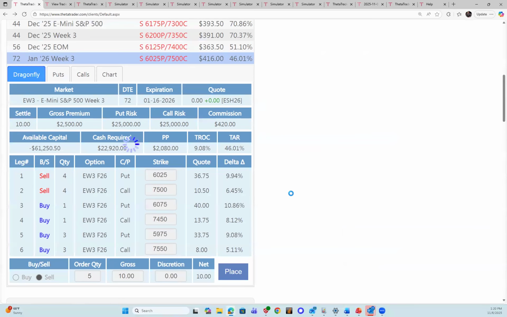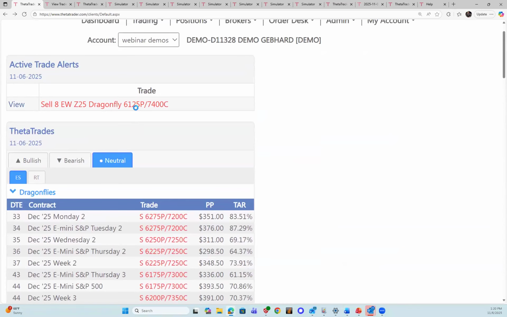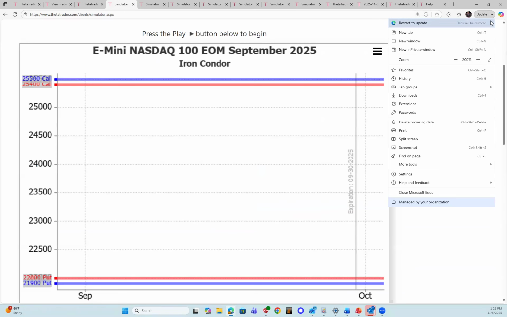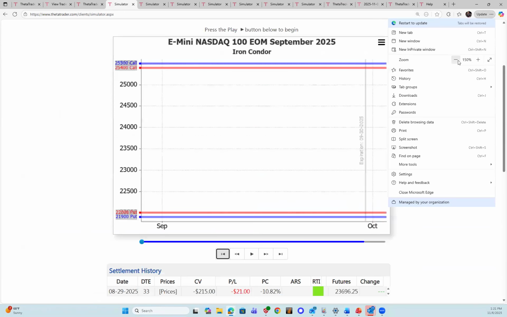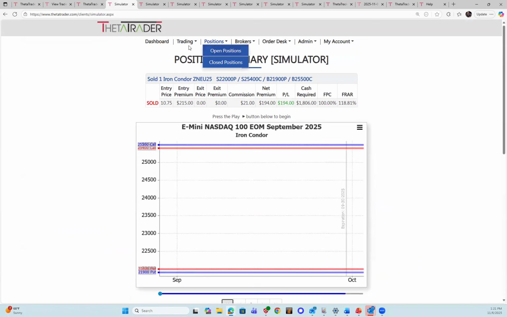All right, now let me show you. We have up here something called a trade simulator, and I want to compare the Condor to the Dragonfly. So let me see if I can jump over to the simulator. Here we go. The trade simulator is available here, right under trading, under simulator.